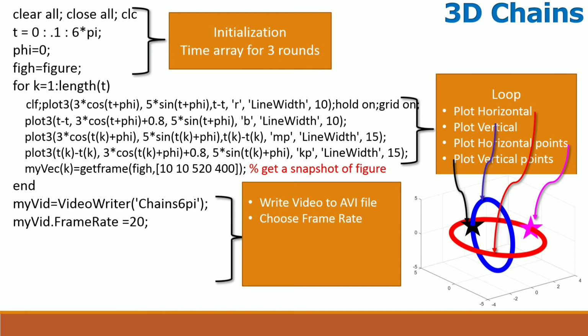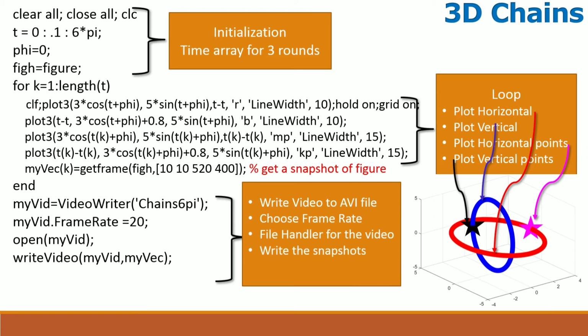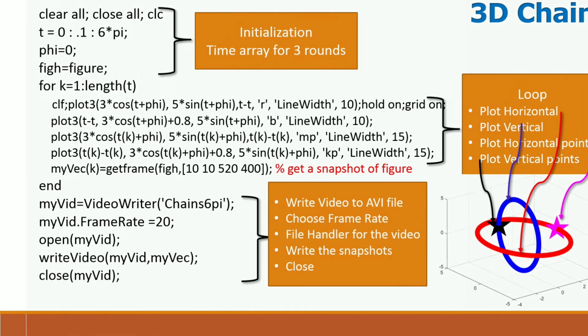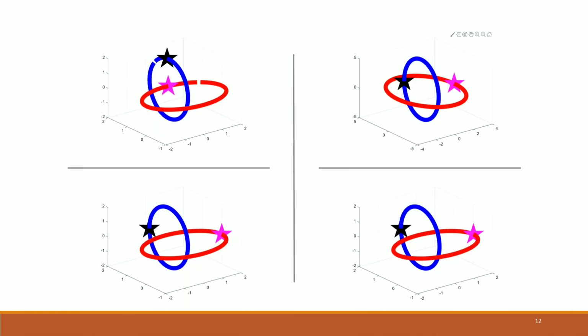We use a video writer object to create a video file from an array or Matlab movie. The object contains information about the video and the properties that control the output video. Set the frame rate to 20, followed by the file handler for the video. Write the snapshots to file and then close so that other applications can use it. The output videos for different rounds or cycles are shown next.